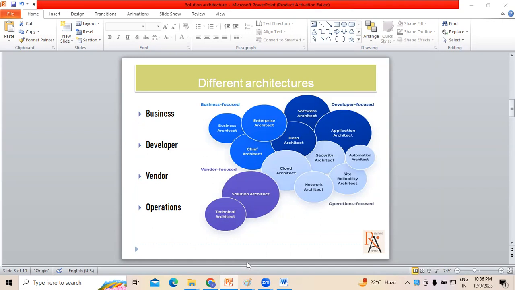Business oriented majorly focuses on the business aspects of the organization, right? Because there will be multiple roles, such as business architects. The major responsibility of business architects is to understand the process and functionality of the business architecture, or a business process flow. Let me give you an example.